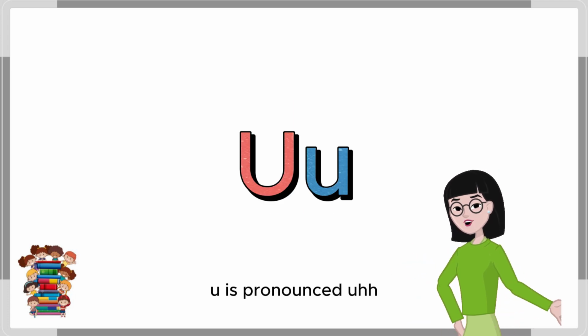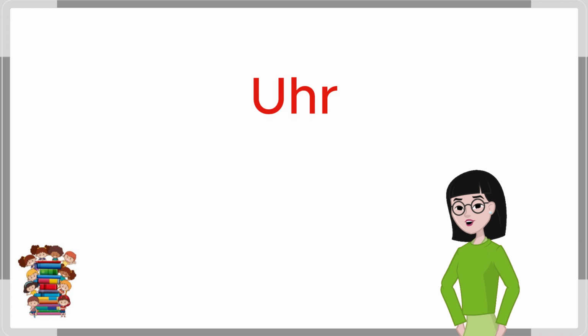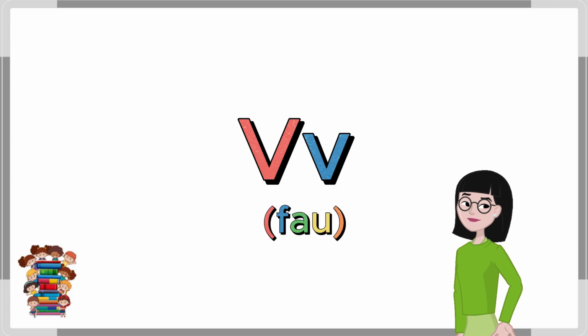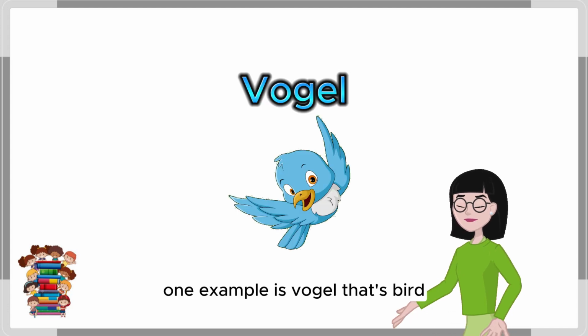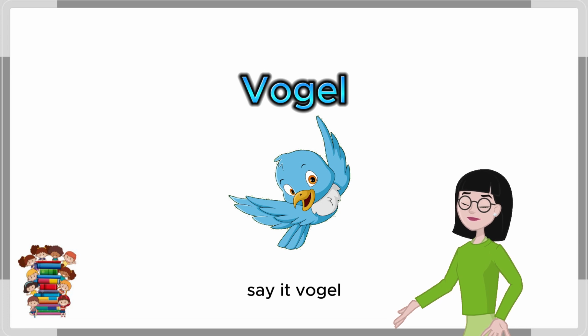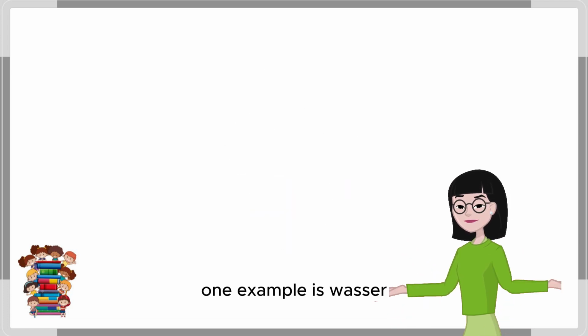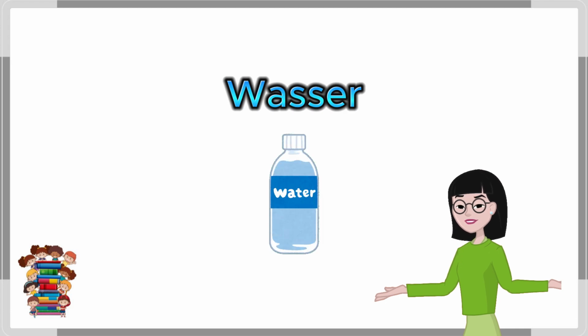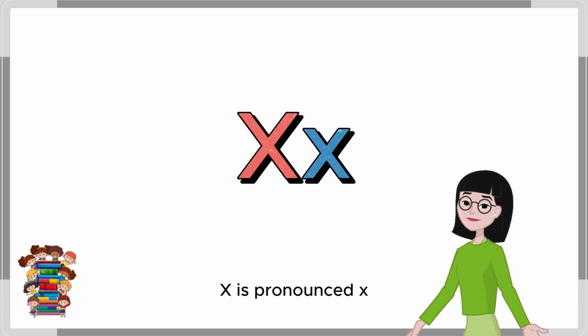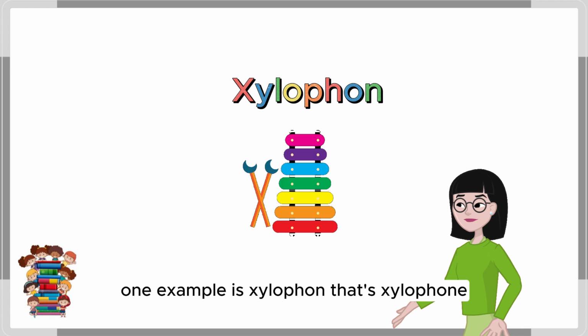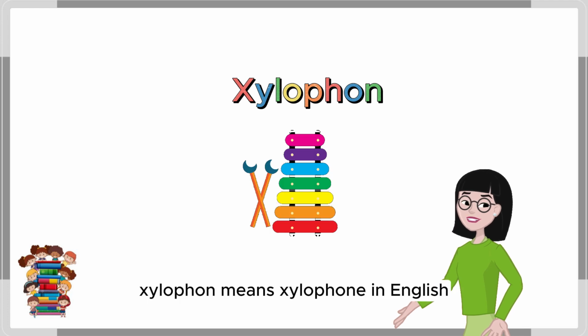U is pronounced oo. One example is Uhr, that's clock. Uhr means clock in English. Let's say it, Uhr. V is pronounced fow. One example is Vogel, that's bird. Vogel means bird in English. Say it, Vogel. W is pronounced vay. One example is Wasser, that's water. Wasser means water in English. Let's say it, Wasser. X is pronounced ix. One example is Xylophon, that's xylophone. Xylophone means xylophone in English.